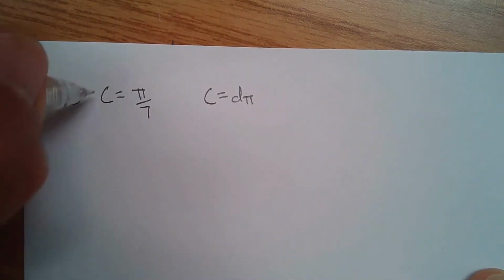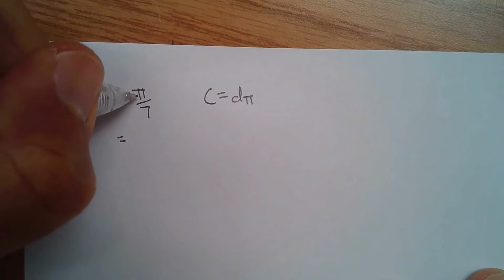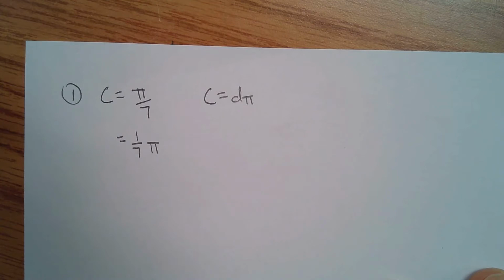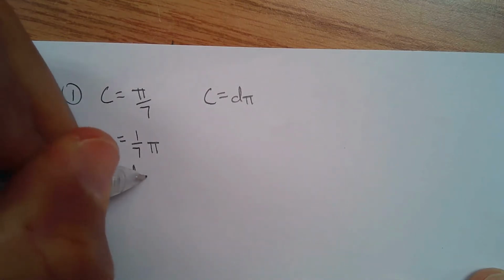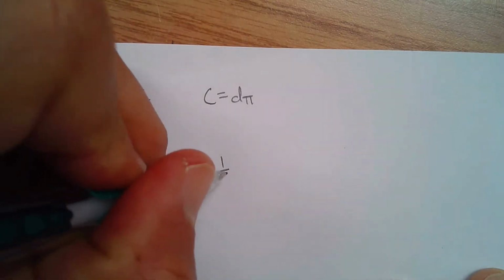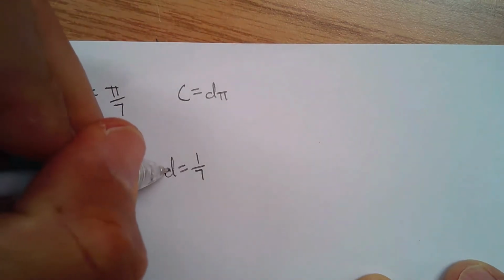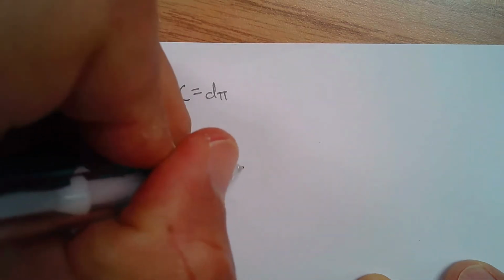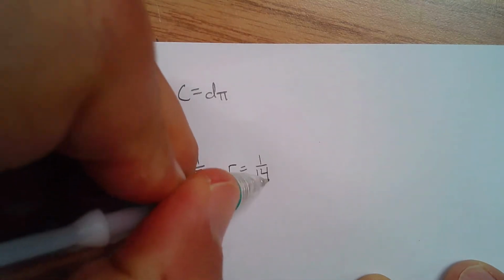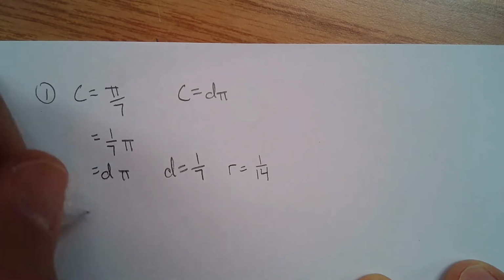And so I need to massage this a little bit here. Pi over 7 is the same thing as 1/7 times pi. And now this looks exactly like diameter times pi. So that means that the diameter is 1/7. Now that we've teased that out, we need to figure out what the radius is. The radius is always half the diameter. So the radius is going to be half of this, which is 1/14.